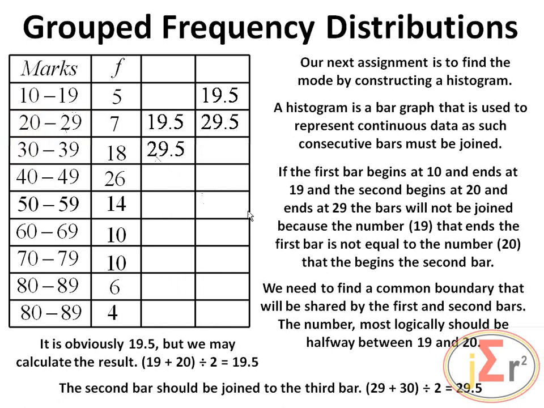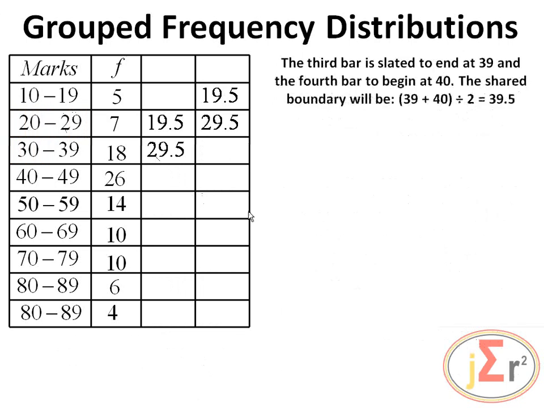And of course, if we continue, what do we know? This bar that we are going to have right here, 30 to 39, it is better that we have it ending at a number that is going to be shared between 39 and 40. And we are going to add 39 and 40 and also divide the result by 2. So 39.5 will be the most logical point.